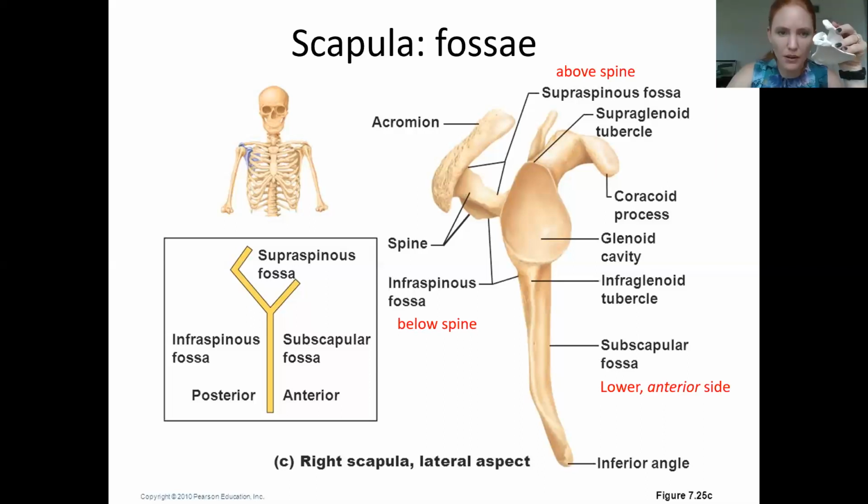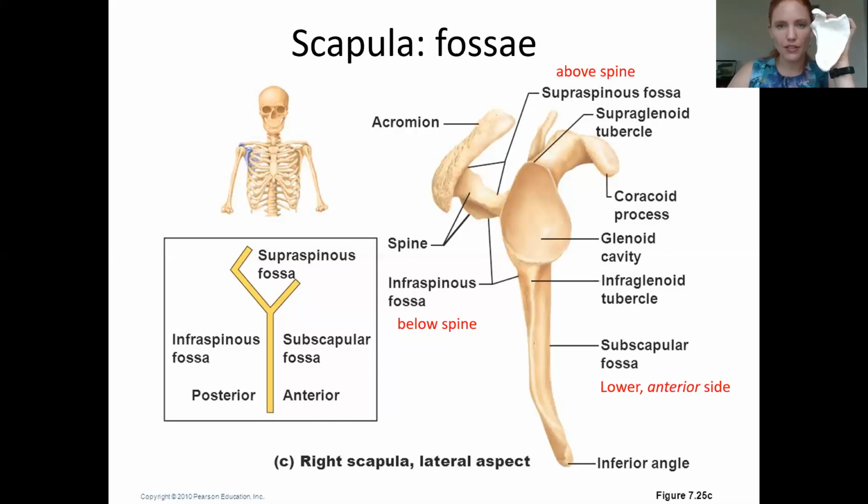It's subscapular, right? So sub is underneath. So that's where that comes from. Okay, so this is the subscapular fossa on the anterior side, because if the cadaver is facing away from you, it would be underneath the scapula. Hopefully that makes sense to you. And anytime you can tell yourself a little story like that, it'll help the name stick.